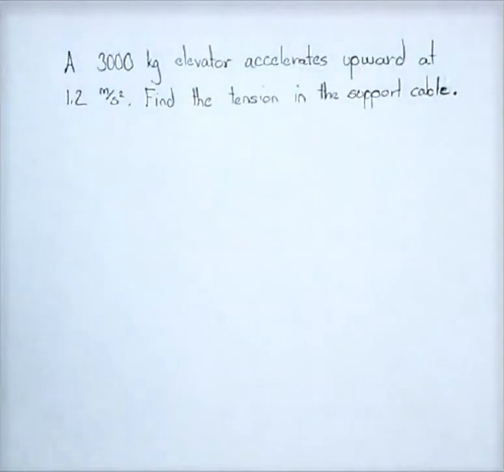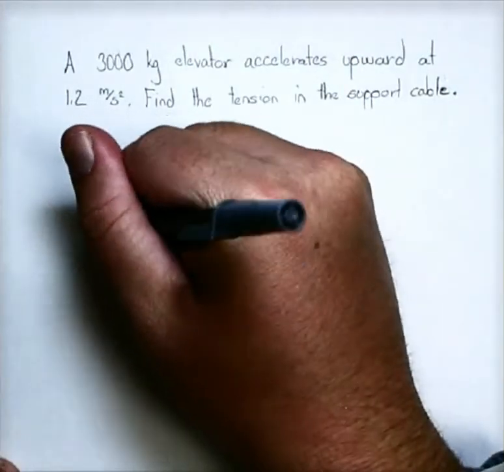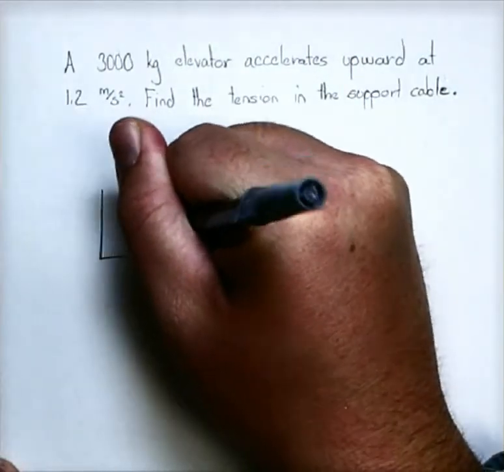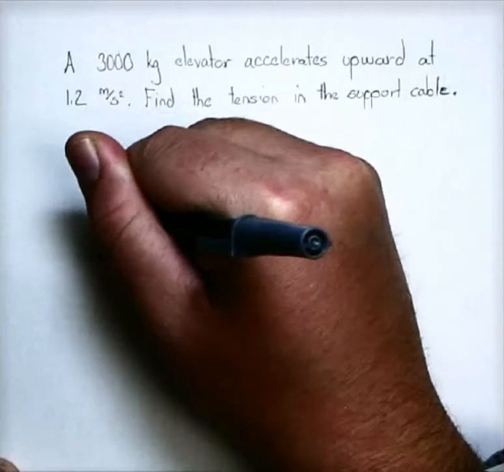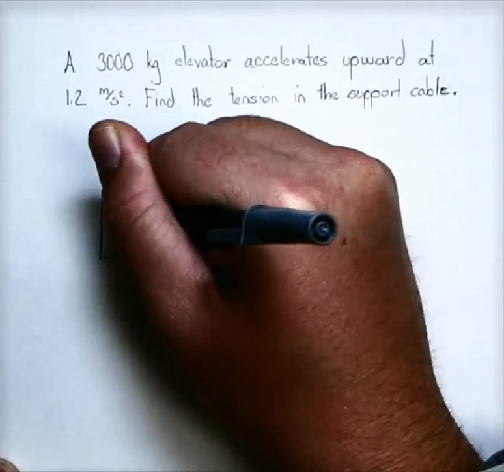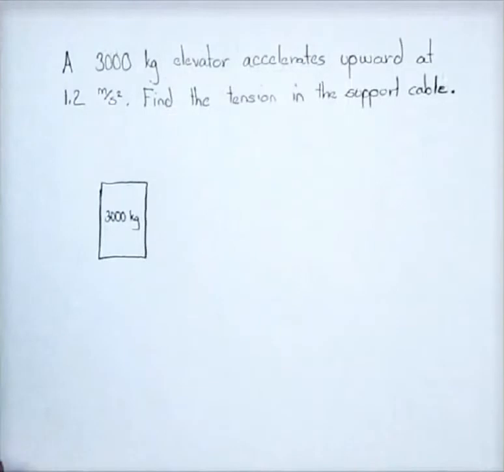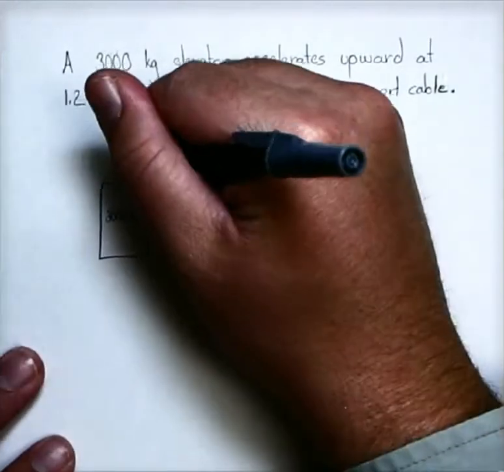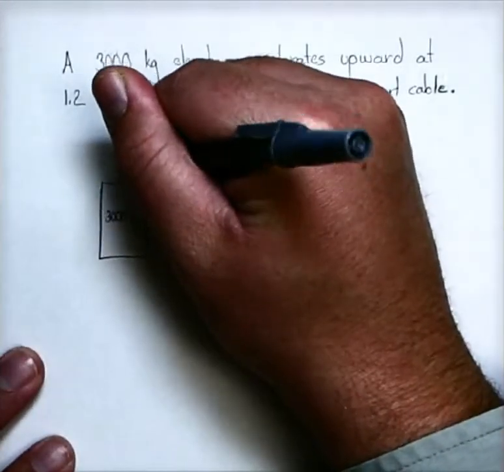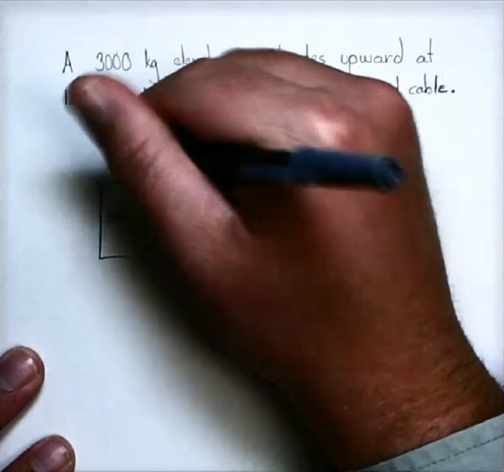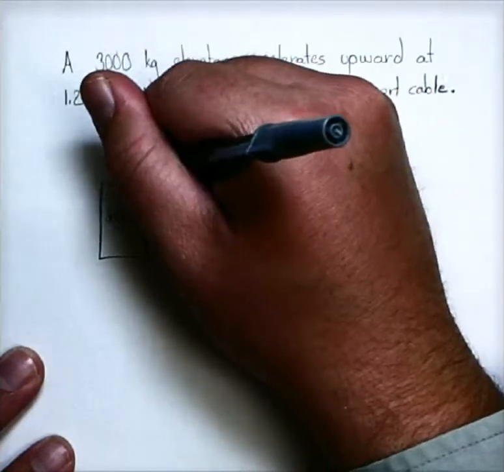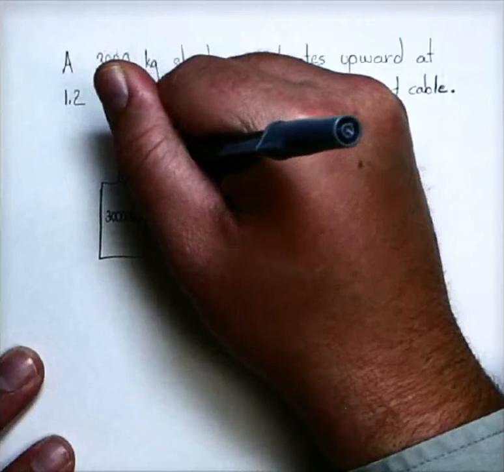One thing I highly recommend when solving any problem, really ever, is to draw a diagram of it. So let's draw what this looks like. We have this elevator, and it has a mass of 3,000 kilograms, pretty hefty, freight elevator probably. And we have this support cable, and we have some force of tension in this cable that's upward.